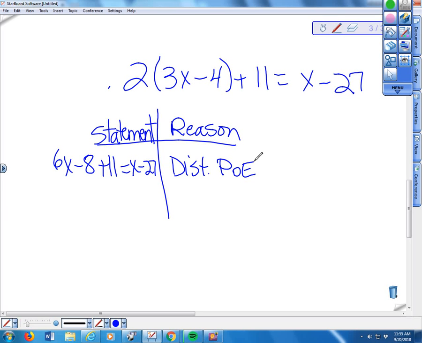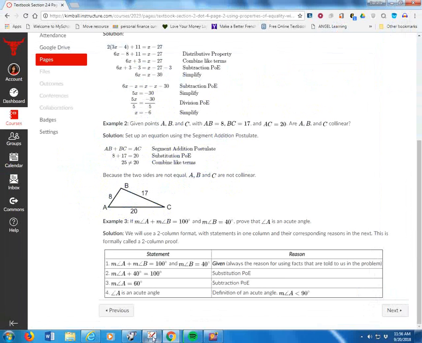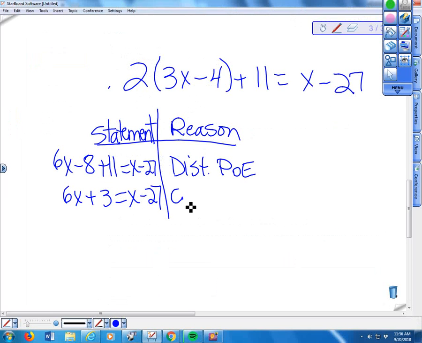So now I have this. What am I going to do now? Combine like terms. I don't know what they used for that reason. They just said the reason was combine like terms. It's pretty easy. Just justifying each step.